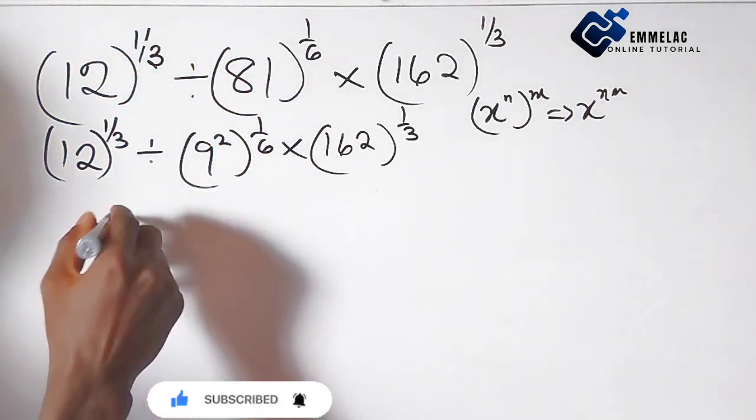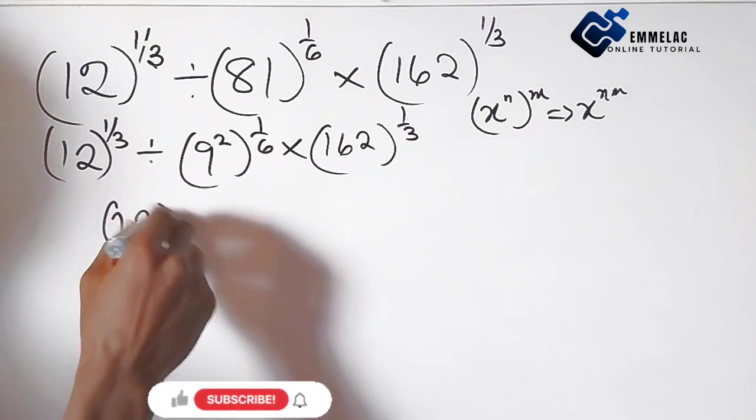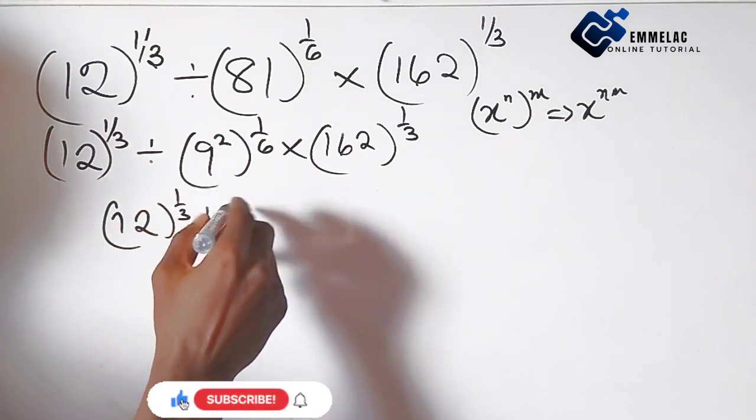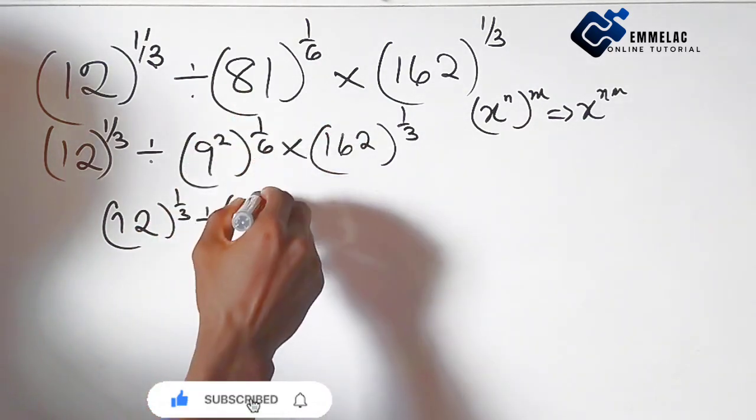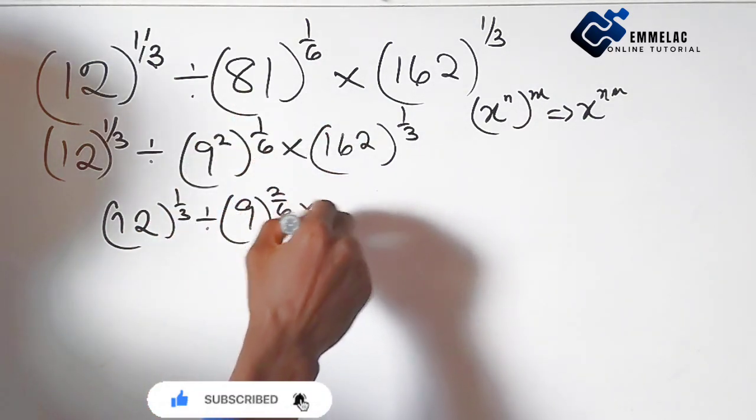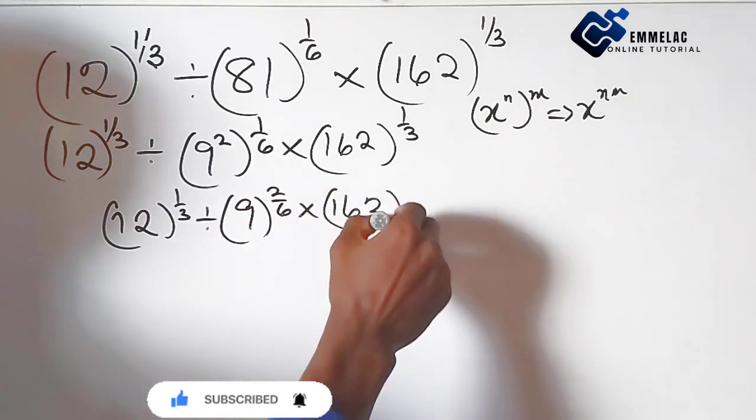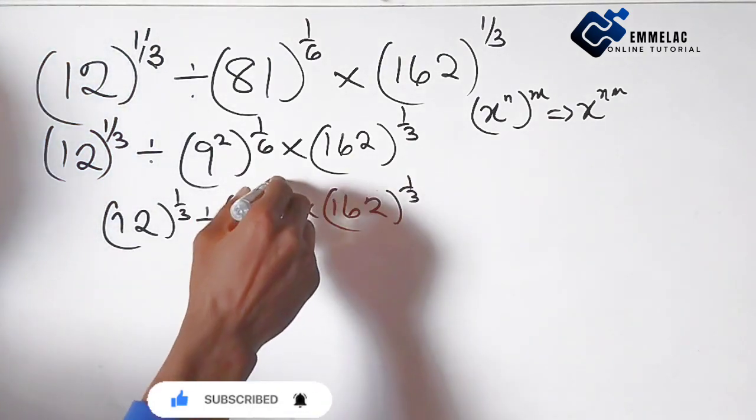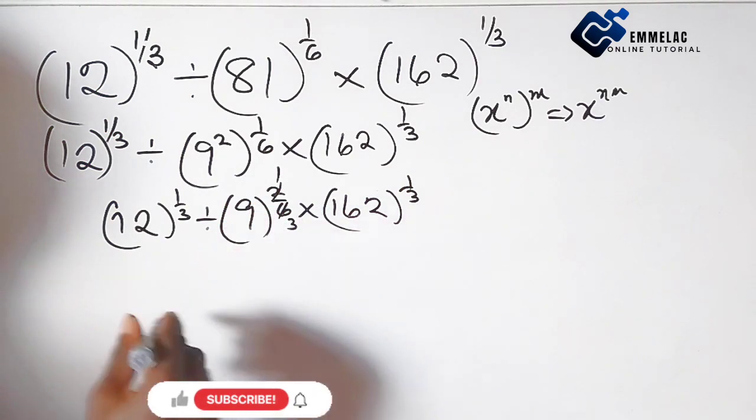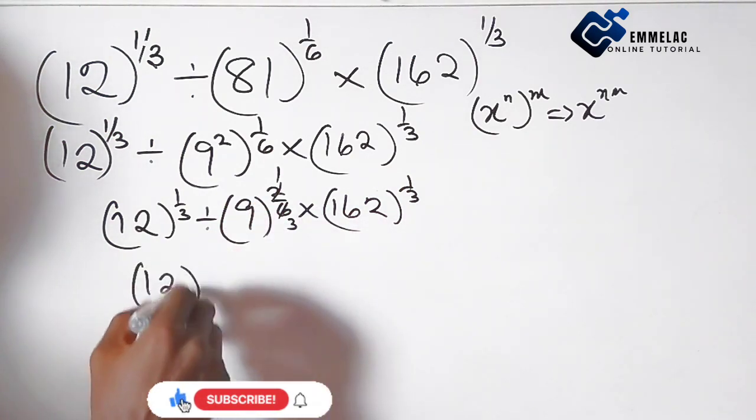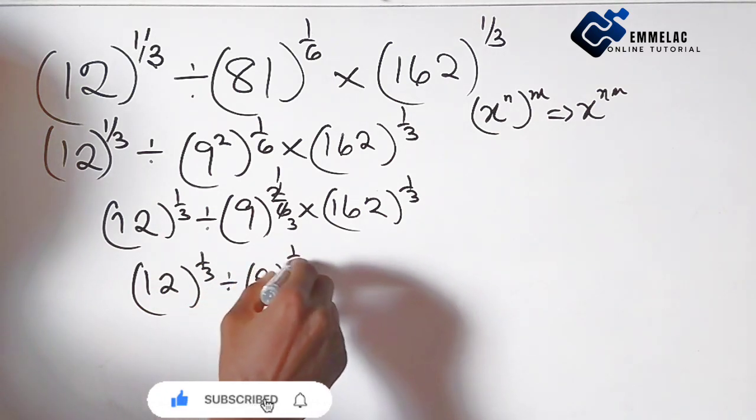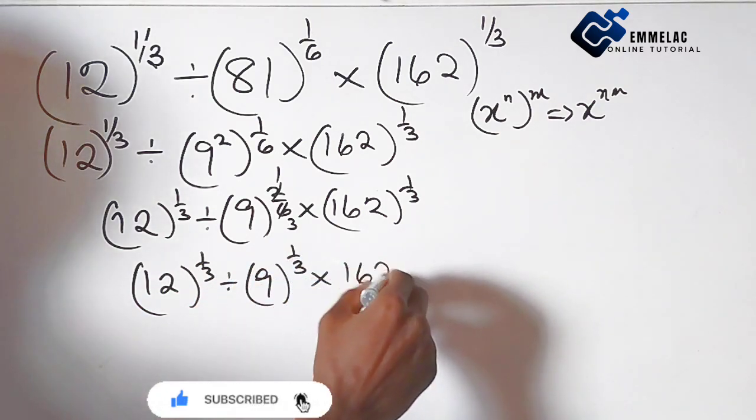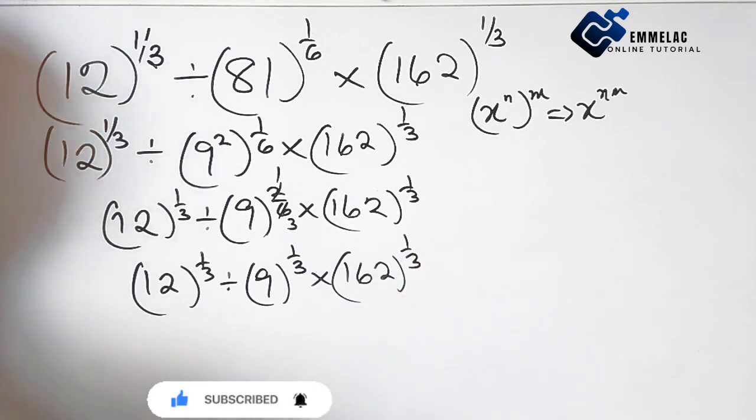So implementing that here, you have 12 raised to the power of 1 over 3 divided by 9 raised to the power of 2 times half. Here we have 2 over 6 times 162 all raised to the power of 1 over 3. So 2 here 1, 2 here 3. So we are left with 12 all raised to the power of 1 over 3 divided by 9 raised to the power of 1 over 3 times 162 all raised to the power of 1 over 3.